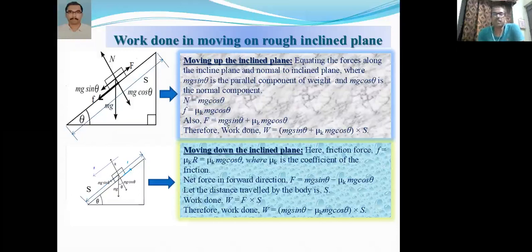And while it is moving down the inclined plane, we can see the frictional force F equals mu k R, equal to mu k mg cos theta again, where mu k is the coefficient of kinetic friction. So the net force in the forward direction, that is in the downward direction over the inclined plane, is F equals mg sin theta minus mu k mg cos theta, because these forces are opposite. Now let the distance traveled be s, so work done equals force into displacement. So the work done we can calculate from here: W equals (mg sin theta minus mu k mg cos theta) into the displacement.